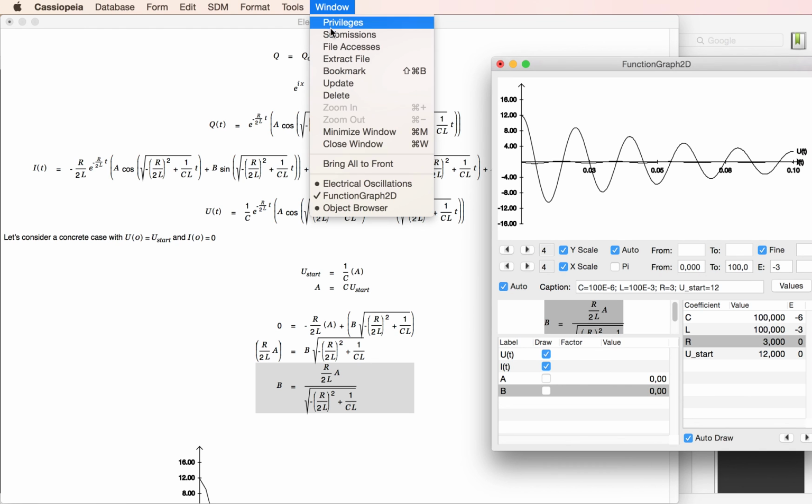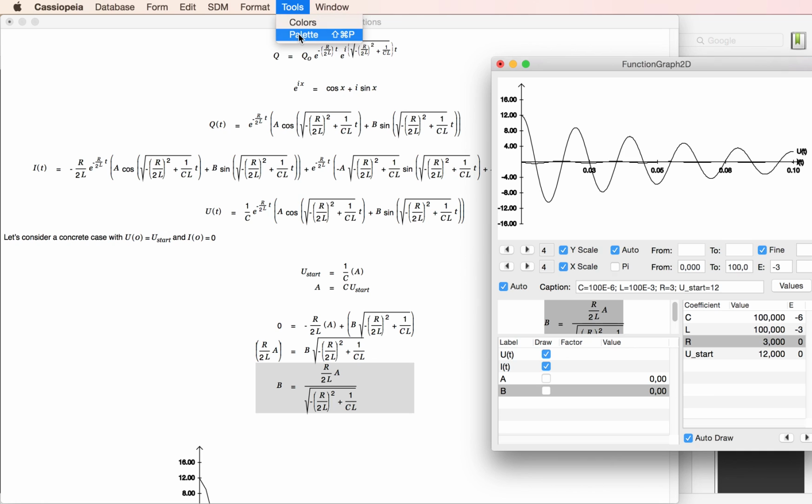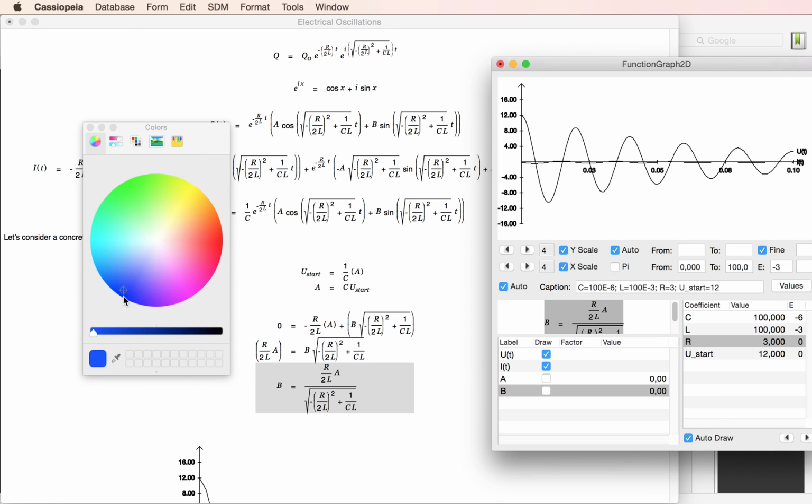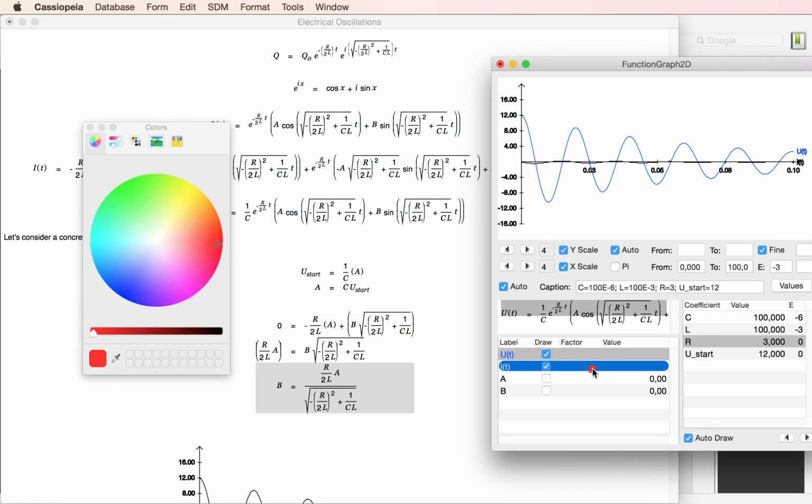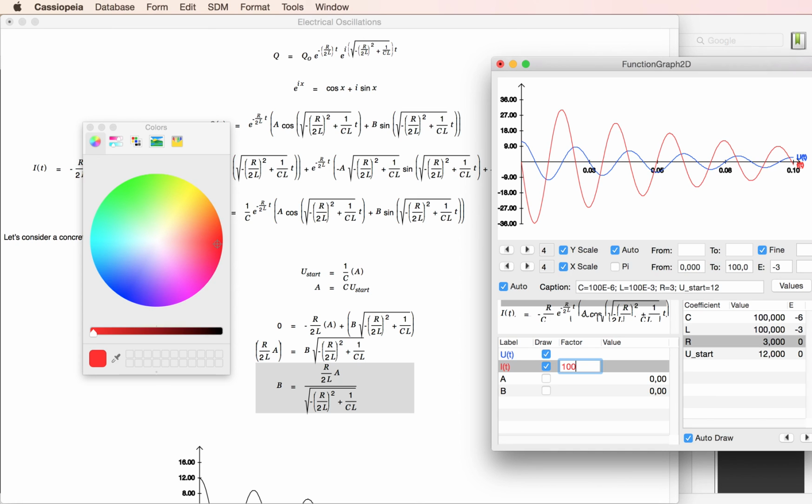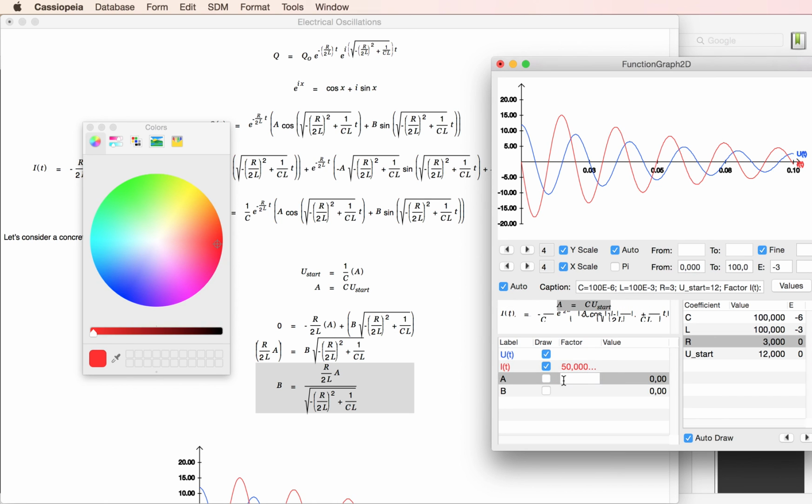Let's introduce some color. Blue for the voltage and red for the current. The current is a bit too small, so let's introduce a factor. Oh, a bit too much. Okay. Let's take 50. Much better.